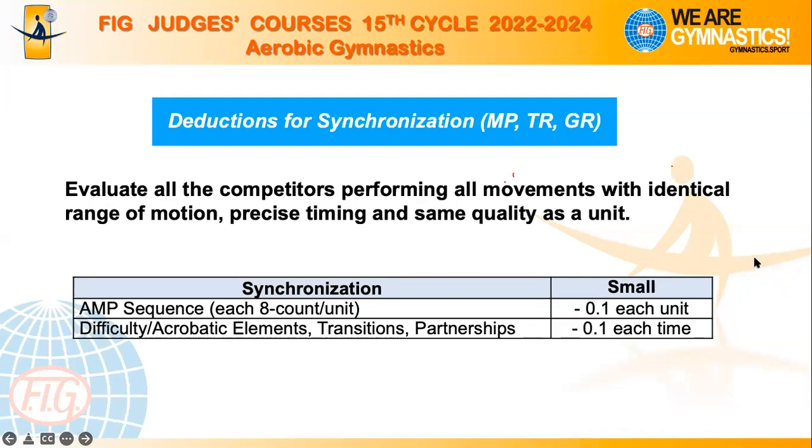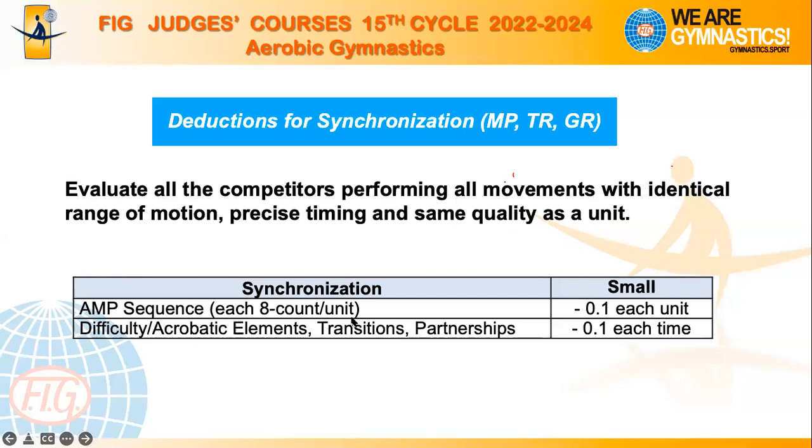So deduction for synchronization. Now for mixed pair, trio, and group, you evaluate all the competitors performing all movements with identical range of motion and precise timing and same quality as a unit. Now, identical range of motion, therefore, a girl can have arms down, boy can have arms up, but if the range of motion is okay, it's okay. But with the choreography part, boy can have hands on the side and then the girl can have hands on the left with different range of motion, but it is a similar type of movement, that's okay, but precise timing and same quality as a unit.